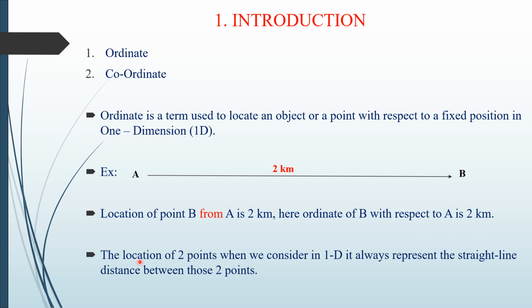Remember, location of 2 points when we consider in one dimension, it always represents the straight line distance between those 2 points. You can see here B point is here and A point is here. When I connect these 2 points, it always forms a straight line. So whenever we talk about ordinate, this is always the straight line distance between those 2 points.